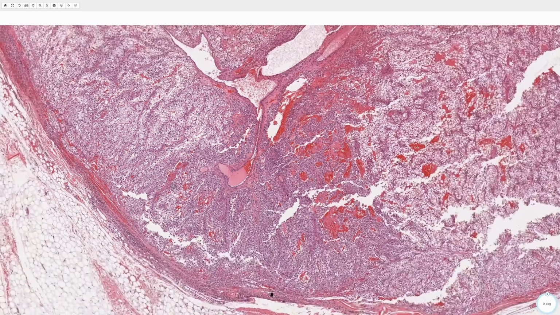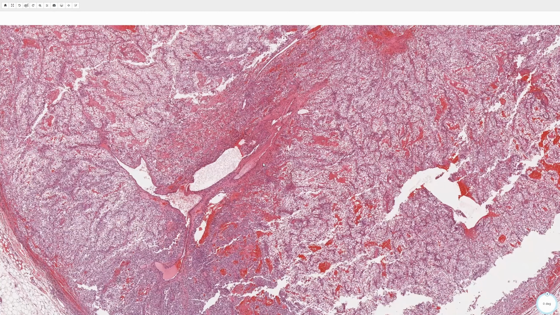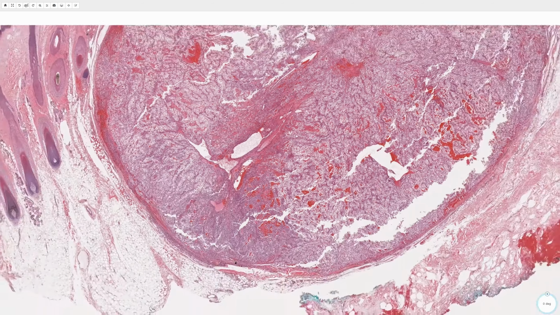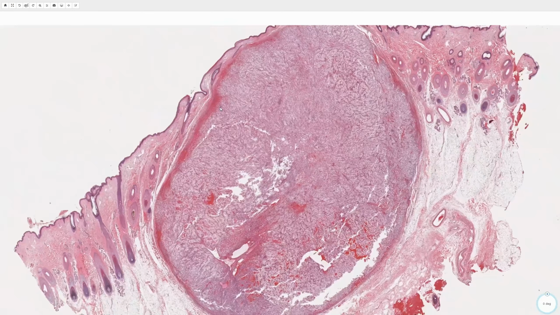From low power, if you notice the hemorrhage here and the vascularity, you may consider a pyogenic granuloma, and clinically, sometimes they can look like a pyogenic granuloma, especially if they're ulcerated, but a biopsy should help you to differentiate that. So this doesn't have the typical lobular architecture that a PG would have.